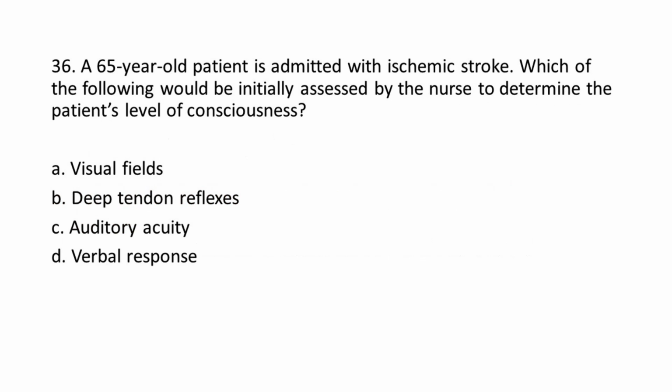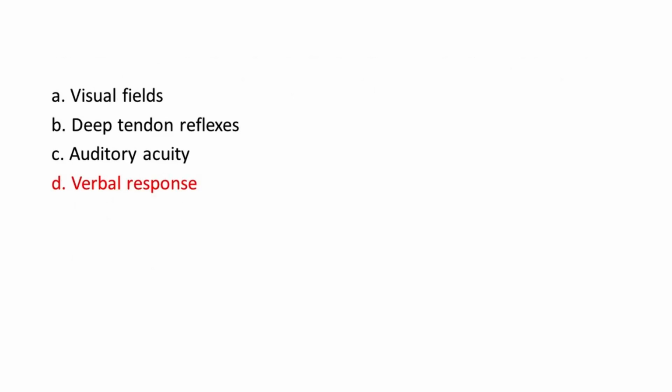36. A 65-year-old patient is admitted with ischemic stroke. Which of the following would be initially assessed by the nurse to determine the patient's level of consciousness? A. Visual fields. B. Deep tendon reflexes. C. Auditory acuity. D. Verbal response. The answer is D. Verbal response.